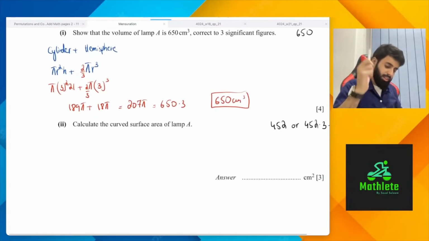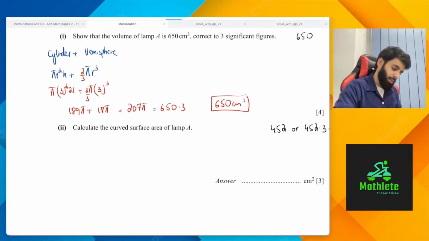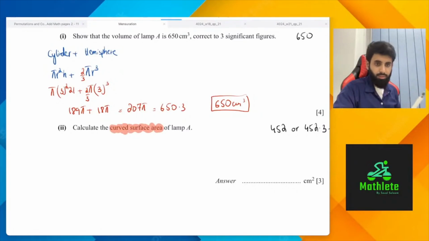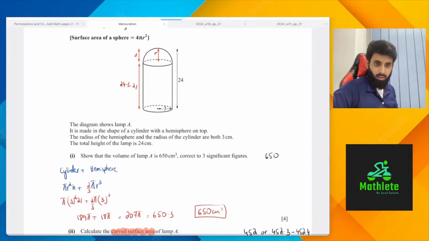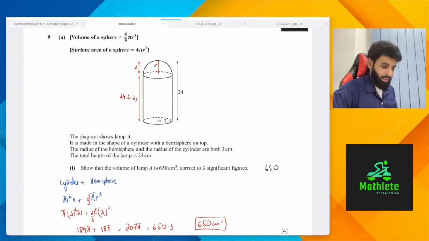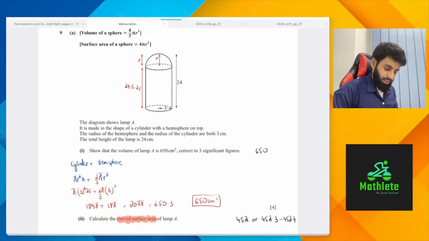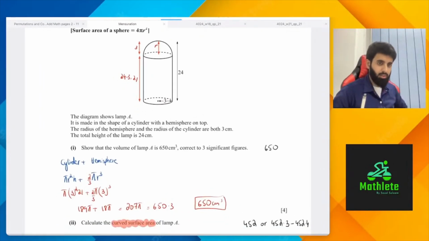Acha. Then it says calculate the curved surface area of lamp. Okay, so remember it does not say the total surface area, it's saying the curved surface area. Okay, so how will we calculate the curved surface area of this? बताएं जरा curved surface area में क्या कौन कौन से surfaces आएंगे?